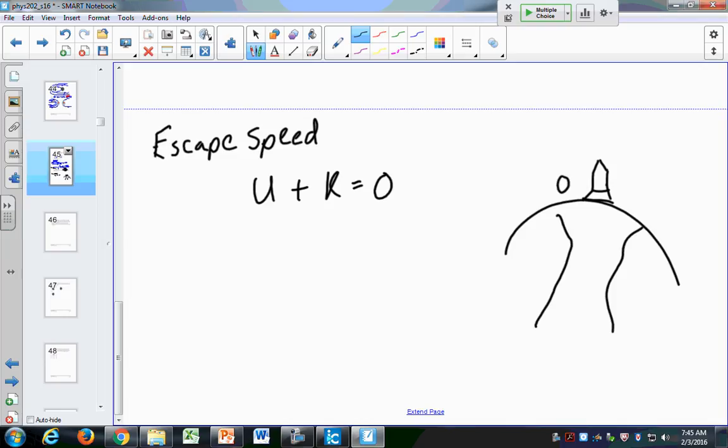So remember, we did this derivation. It's negative GMm over r plus 1/2 mv squared, and that's equal to 0. When we solve for v, that gives us the speed needed for that rocket to escape the Earth's gravitational field. I need to do derivations on the test, but you should know that that's where that comes from. It's stuff that we've seen, applied to the gravitational potential energy.